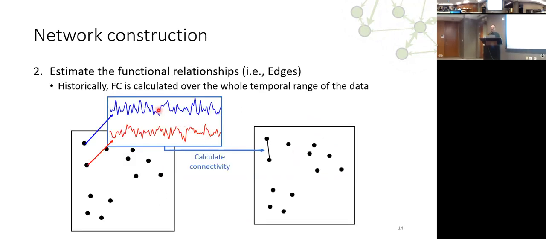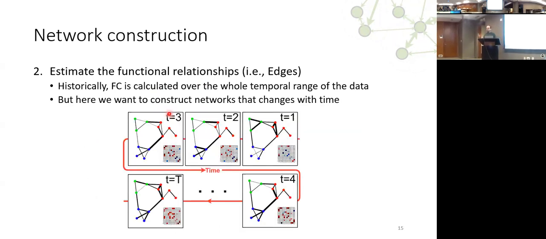And we get these time series for the nodes, and we can calculate the connectivity, for example, pairwise connectivity between the nodes, using the methods that I explained some of them. And that's how we can construct both the nodes and then estimate the connectivity between those nodes and therefore construct the network, right? Historically, we've been doing this in such a way that the connectivity was calculated across the whole temporal range of data. That means we get these two time series, and we get one value for the whole thing. The connectivity of that network is constant throughout time.